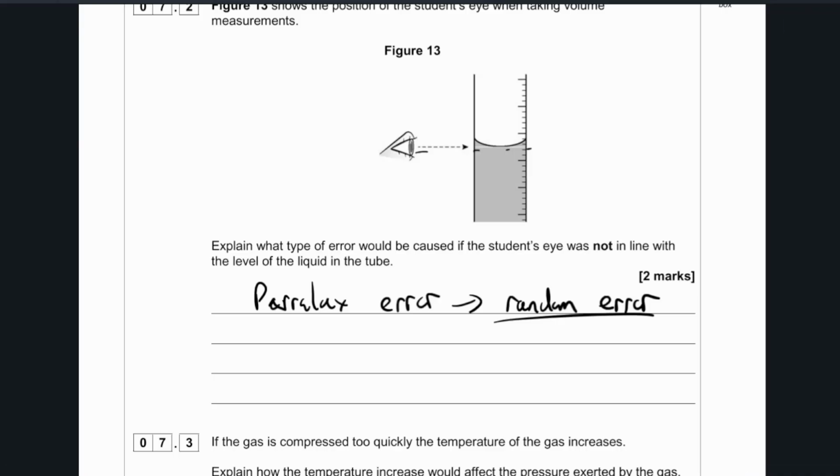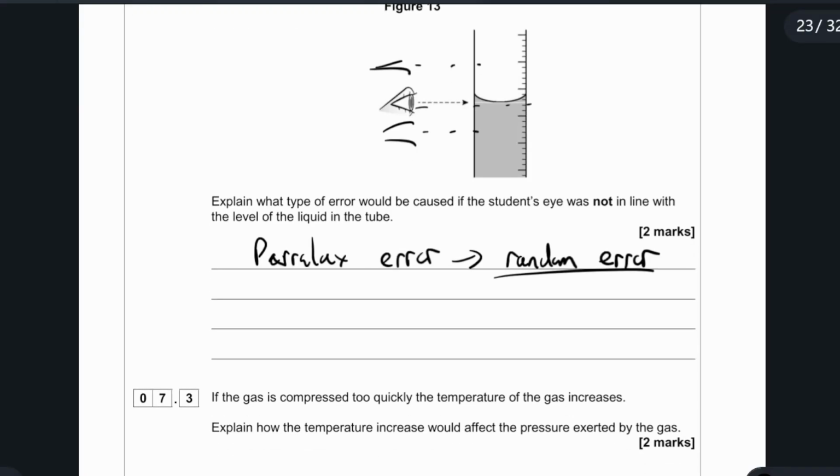So it's random error because if you take it at a different point each time, then you kind of read it slightly wrong each time. So you have some random error there. So that's what we'd say for the 2 marks: random error. And why is it random error? Because the eye is in a different position each time.